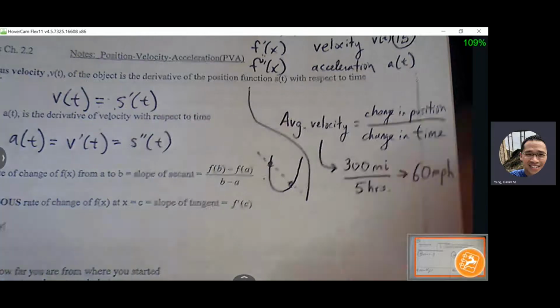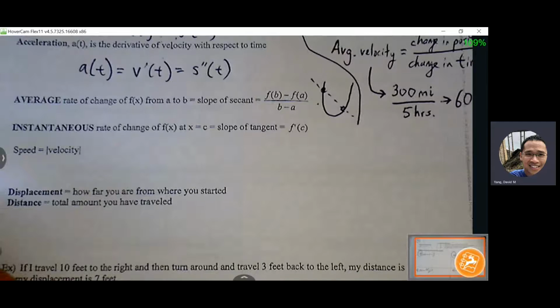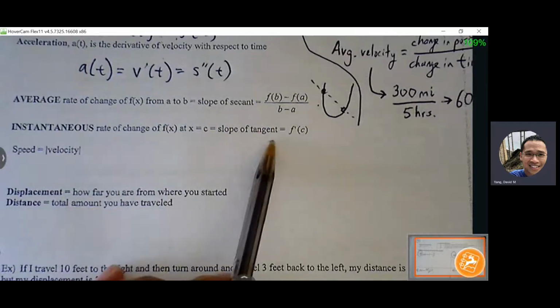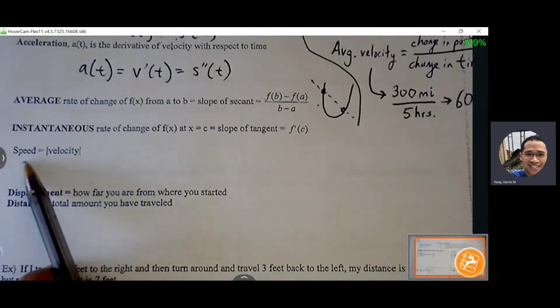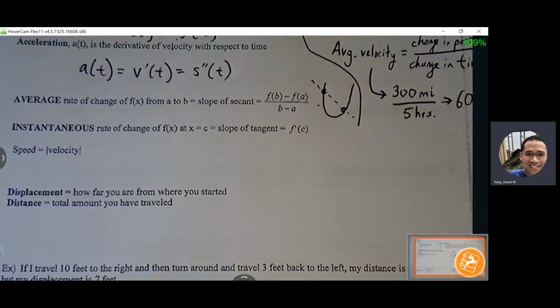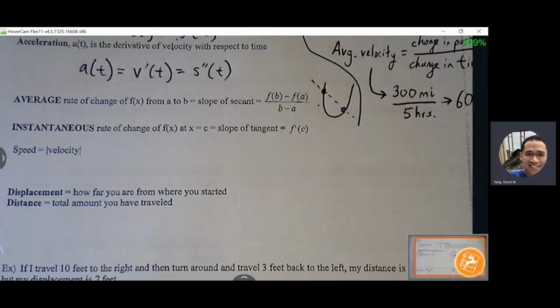All right. Moving on here. Instantaneous rate of change is the exact slope at that moment in time on the curve. Speed is the absolute value of velocity. So velocity has direction. So if something is traveling at negative 20 feet per second, your speed is going to be the positive version of that number. It'll just be 20 feet per second.